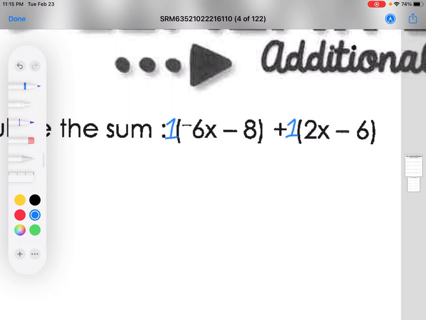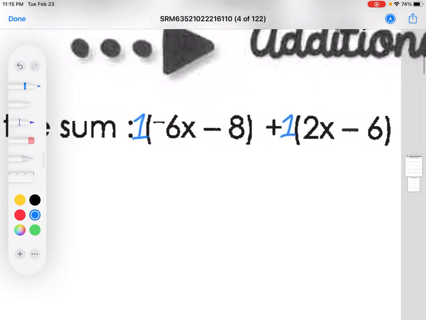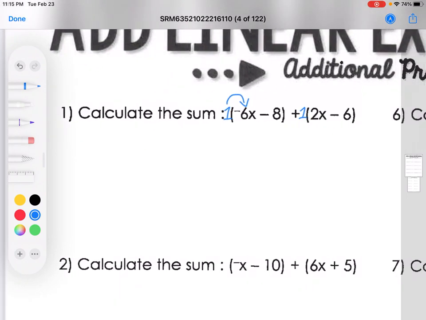So with that, I can use the distributive property to expand those terms out and to drop my parentheses. And then from there, I can combine like terms to simplify. So using that method, I want to distribute the positive 1 to each term. So 1 times negative 6x would be negative 6x.